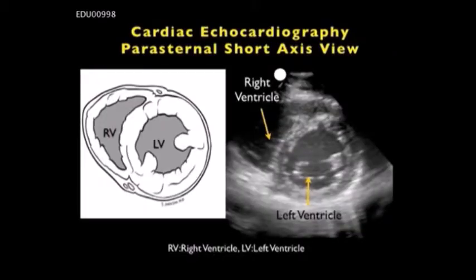From the parasternal short axis view of the heart, we'll be imaging the heart in cross section. Therefore, we'll see the left ventricle in cross section as a cylinder to the bottom right of the image and the right ventricle to the upper left.